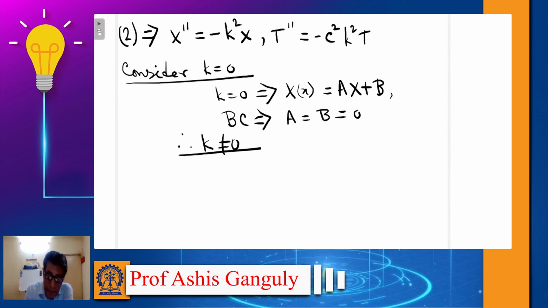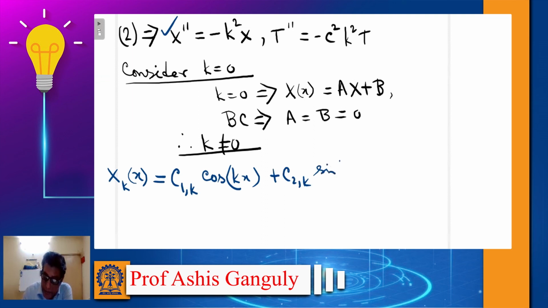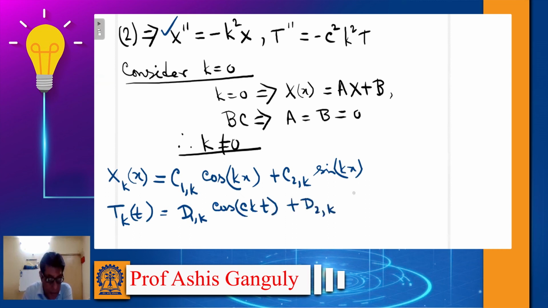So you see, from the solution of it, we can write X_k(x) equal to C1k cos kx plus C2k sin kx. These are arbitrary constants. I am just labeling k here because the eigenvector will correspond to eigenvalue k. And T_k(t) will be D1k, an arbitrary constant, cos ckt plus D2k sin ckt.